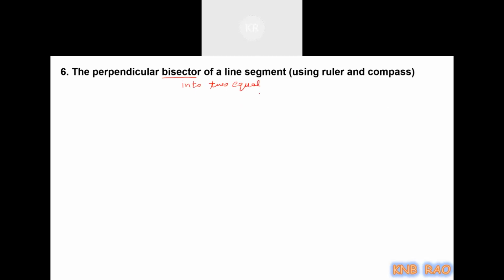If I divide something into two parts, it may be one small, another may be big, right? So that is not called bisection. It is just intersection. But bisection means compulsorily dividing into two equal parts. And the one who does it, that is called the bisector.